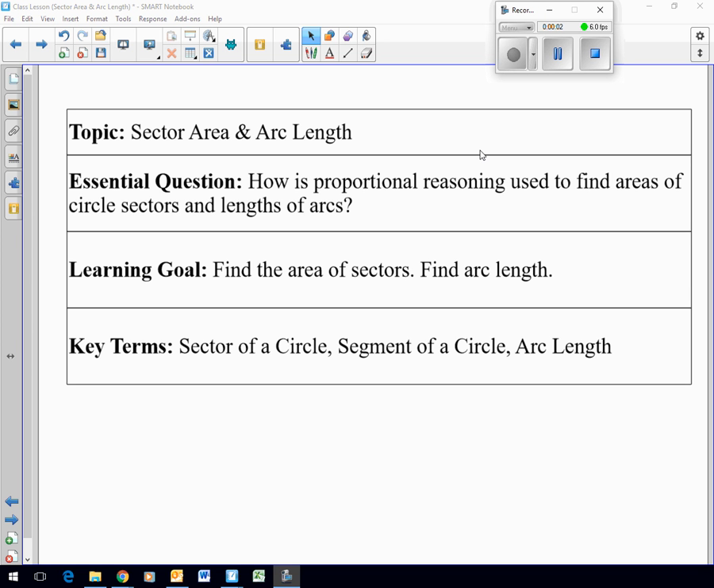Today we're going to talk about sector area and arc length to begin with. How is proportional reasoning used to find the areas of circle sectors and lengths of arcs? Find the areas of sectors, find the arc length. We're going to talk about sector of a circle, segment of a circle, and arc length. On your mark, get set, go.